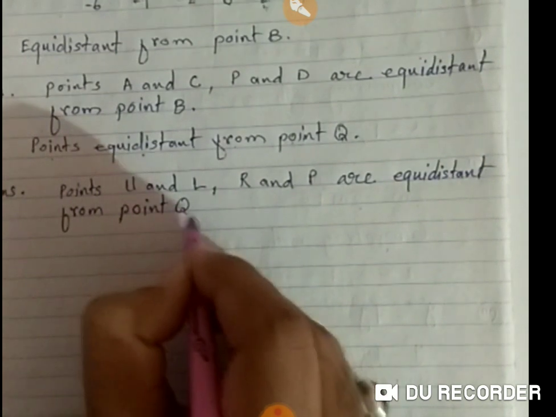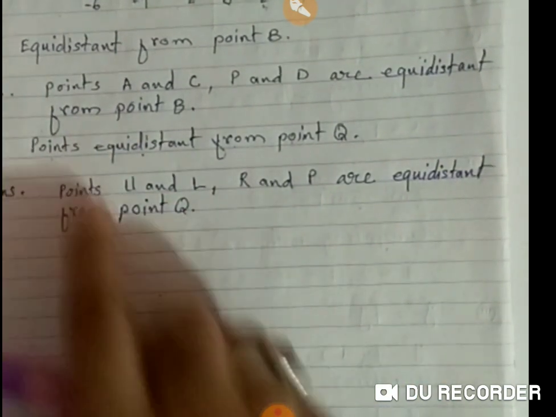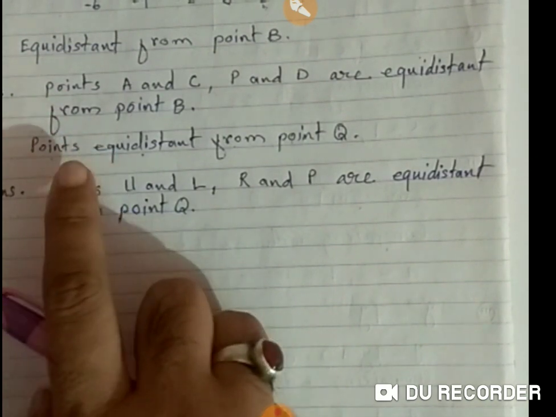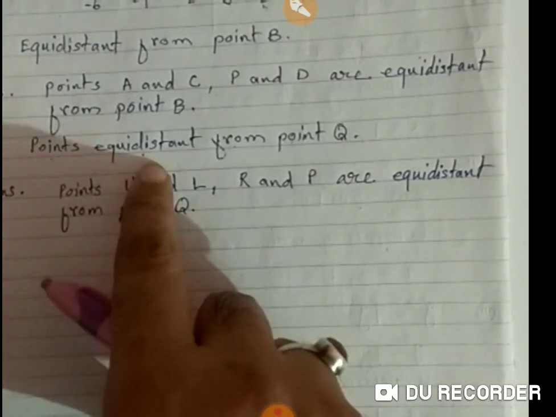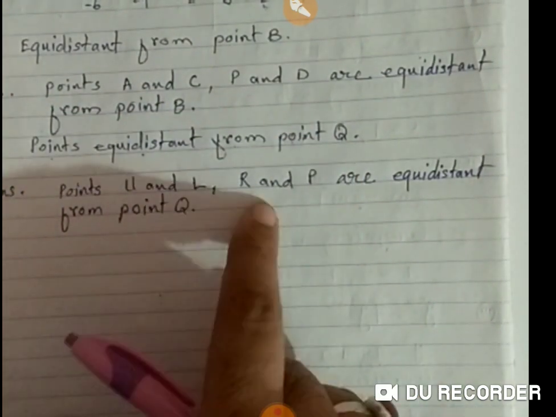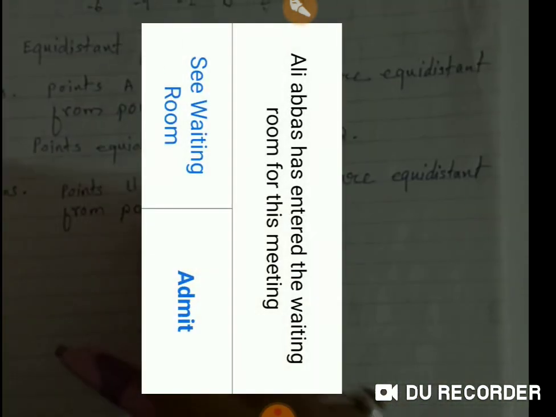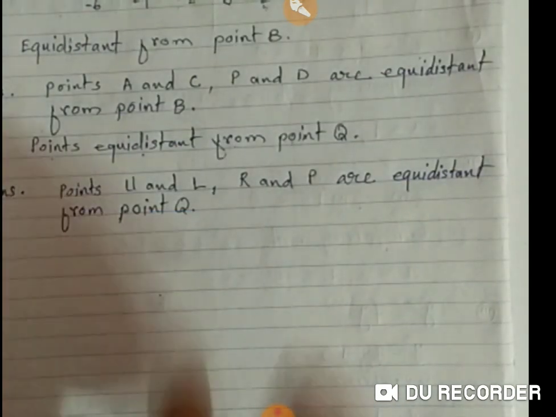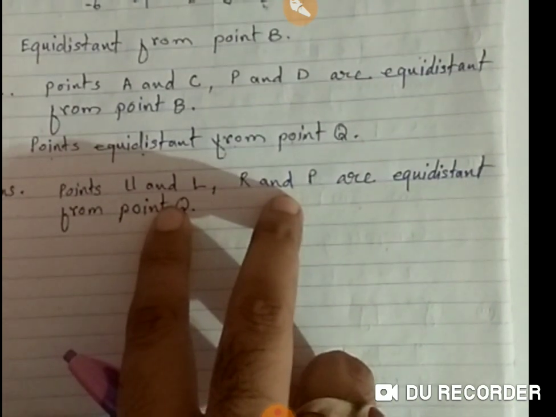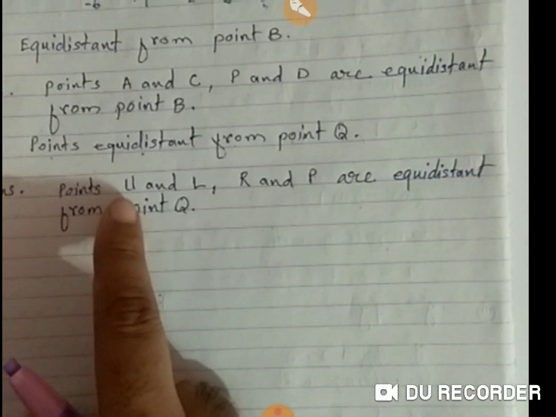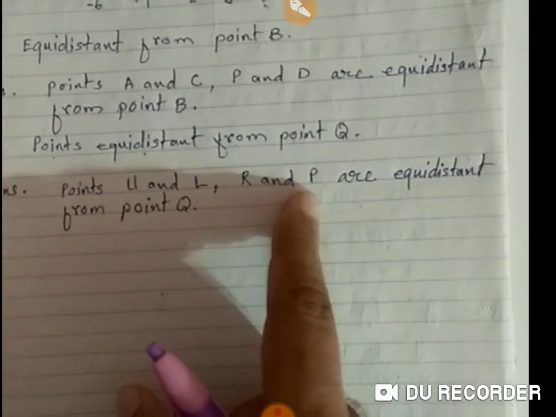Look, the question was to write one pair of points which is equidistant from point Q. Here we mentioned two pairs of points, so any one of them would be sufficient for your answer. I am giving you two pairs of points which are equidistant from Q, but you can mention any one of them, either UL or RP. That would be sufficient.